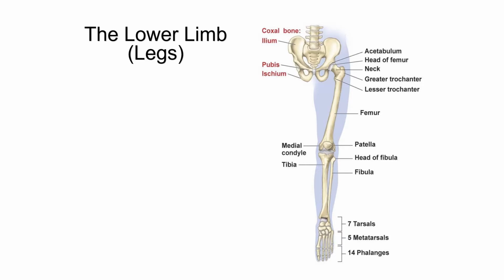The lower leg, just different parts. Femur, long, strong bone, compact bone, very strong. It's hard to break the femur.